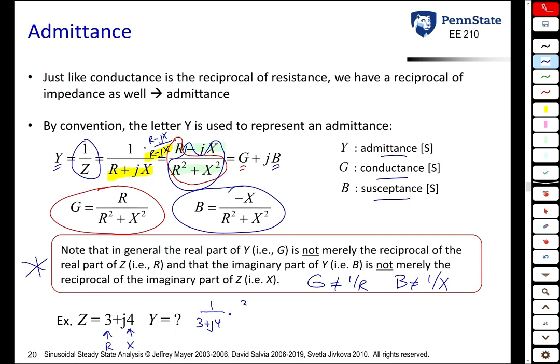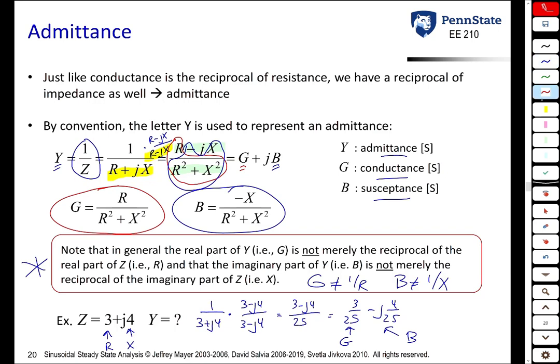Now, we can multiply by 3 minus j4 over 3 minus j4. The idea here is to get the denominator to be totally real. We get (3 minus j4) over (3 plus j4)(3 minus j4), which is 3 squared plus 4 squared, or 25, which you can rewrite as 3/25 minus j4/25. So the 3/25 is what we call the conductance, and the minus 4/25 is what we call the susceptance.